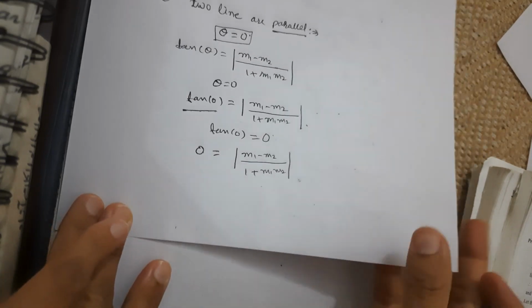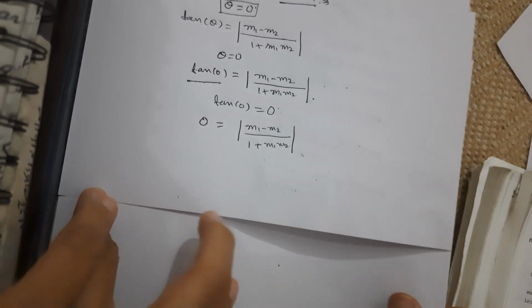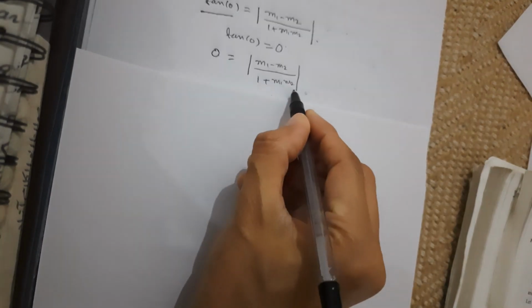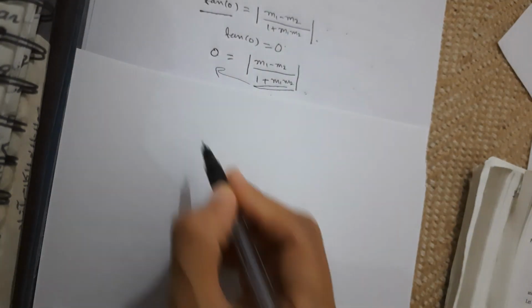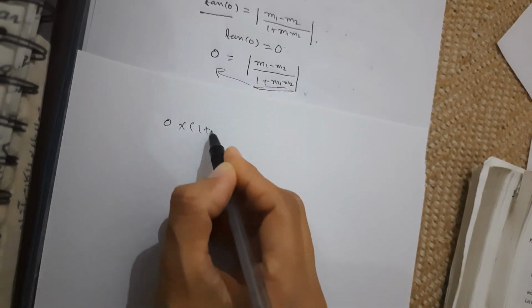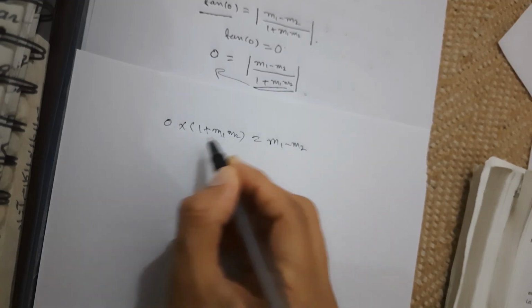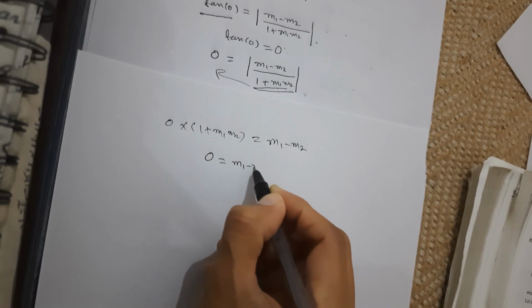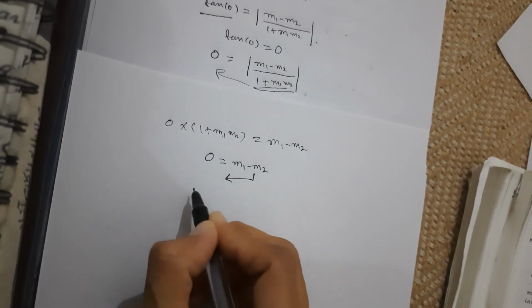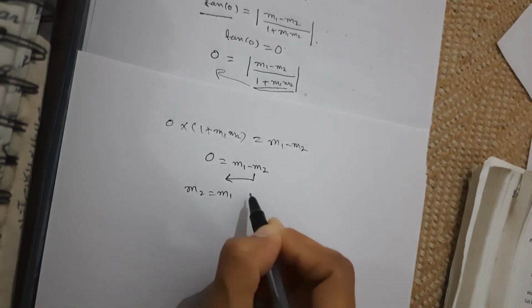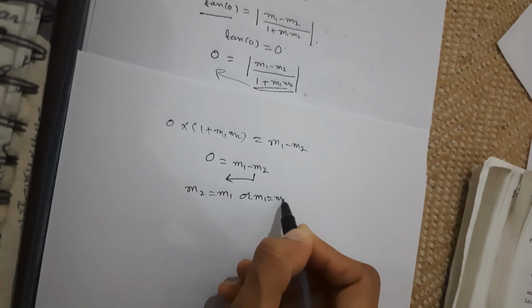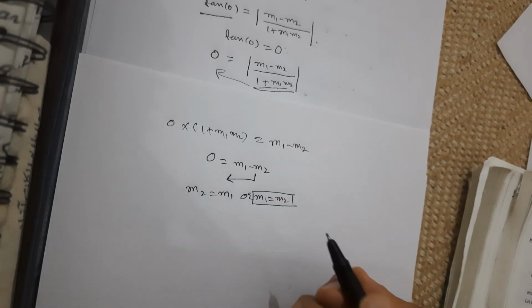Now let me simplify it. Take the denominator to the other side: 0 into (1 plus M1 into M2) equal to M1 minus M2. So this is 0 equal to M1 minus M2. Shifting M2 to the other side, M2 equals M1, or M1 equals M2. M1 and M2 are the slopes of the two lines.